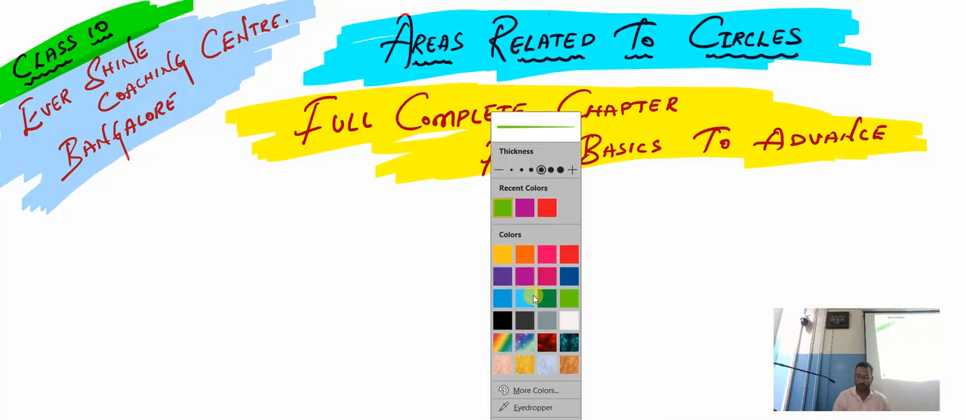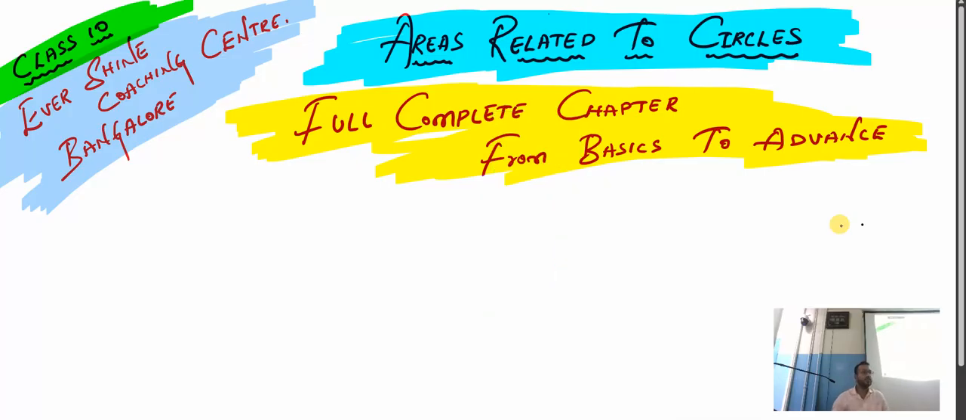Now, children, very simple. The chapter is about area and circles. Here we are studying some properties of circles. In this chapter, we are going to study certain properties with respect to circles. Then what is a circle? We will cover that in our next video. Right now, we are covering areas related to circles.